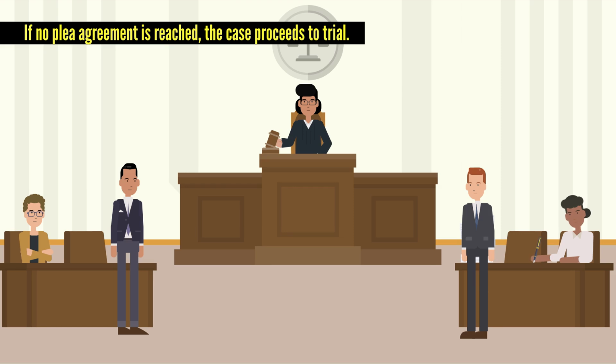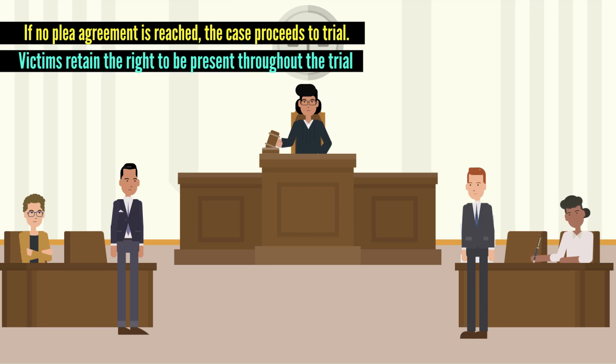Trial. If a plea agreement is not reached, the case proceeds to trial. All involved parties, including witnesses for both the prosecution and defense, are summoned in advance to testify. Victims retain the right to be present throughout the trial.